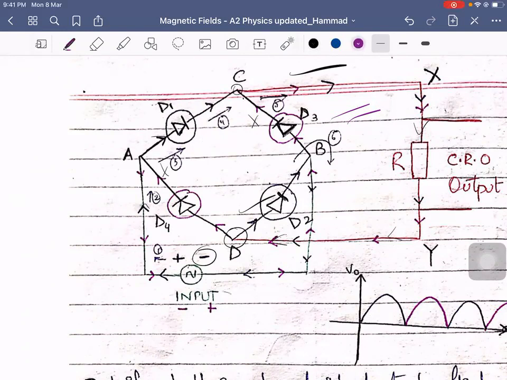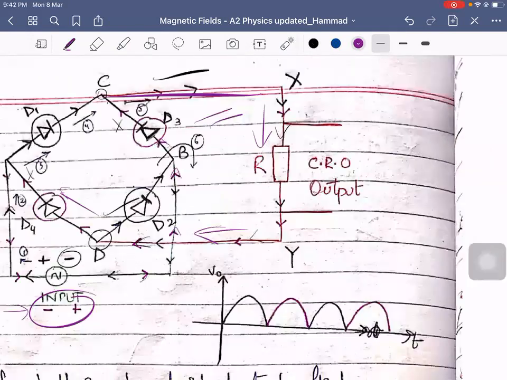Similarly, for the purple part, the next part of the supply, it moves from here, keeps on moving, right? Goes here, and when it reaches here, it moves in this direction, then in this direction, and then in this direction. And from here, it goes on here to here, and then the negative pole of the battery.